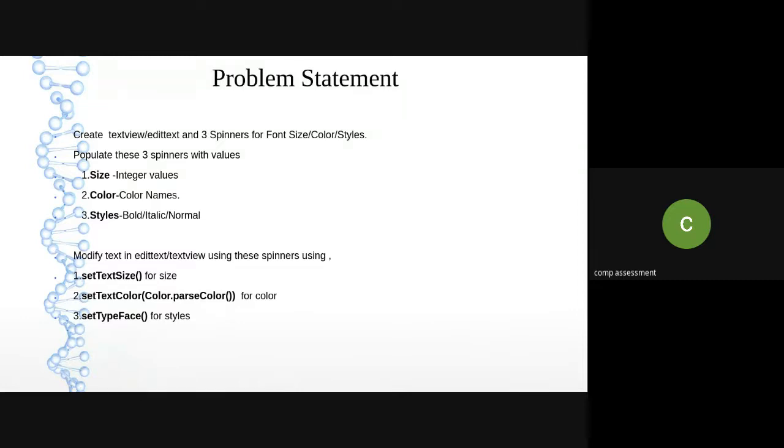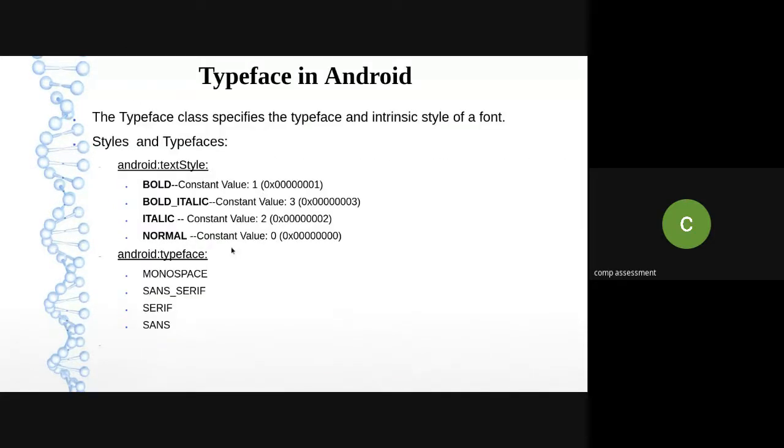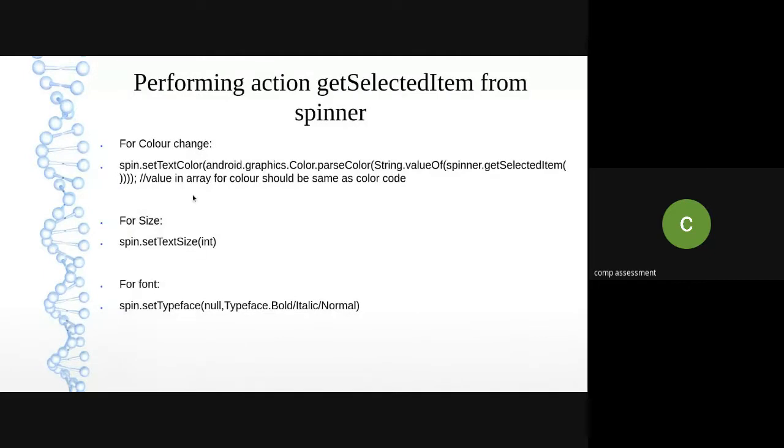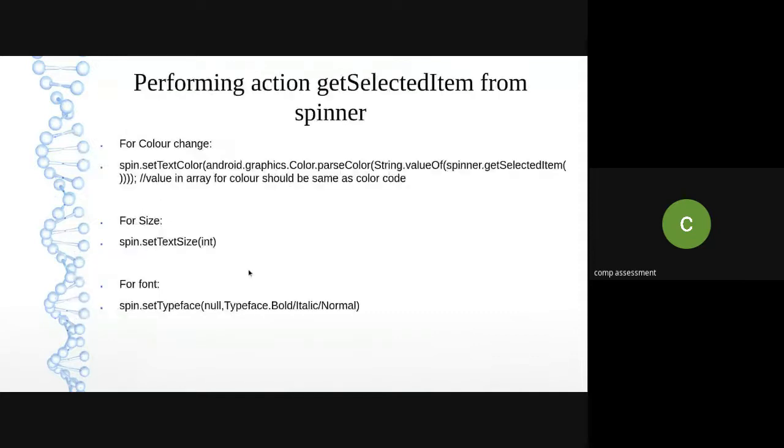Now the parameters. For set text, I have to pass the parameter which I am getting from the first spinner. I told you how we can get the item selected from the spinner by using getSelectedItem. By using getSelectedItem, I'm getting which value is selected, and that I'm passing as a parameter to that specific function.